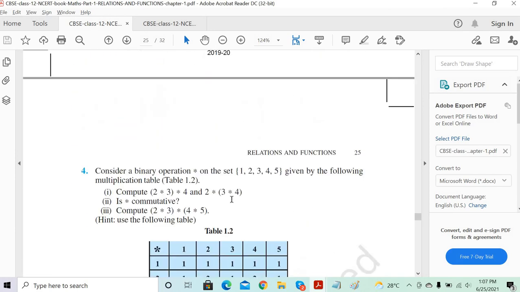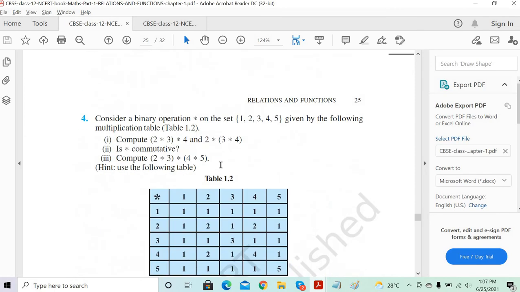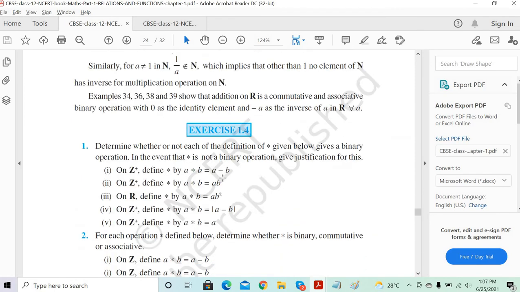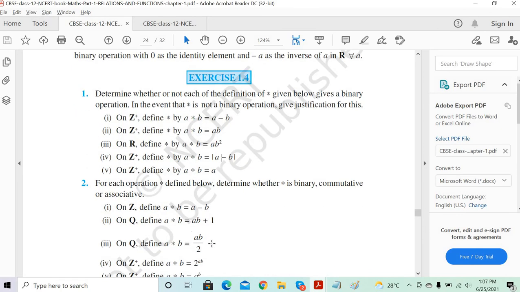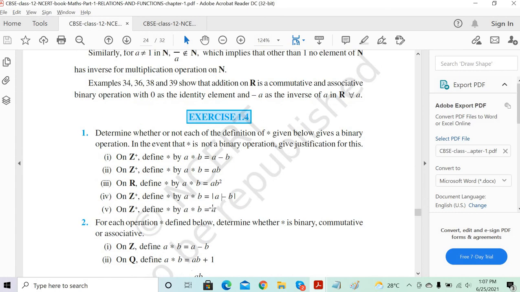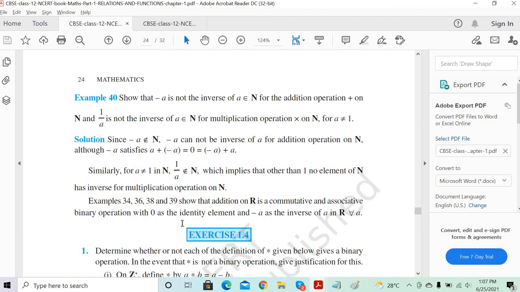Is this the last thing? Yeah, this is the last thing for you also, binary operation. Then you're also done, and then you can do the relation function from this variant. It'll be good. Okay, sir. Do example 40 now.